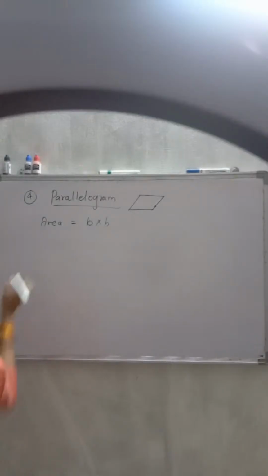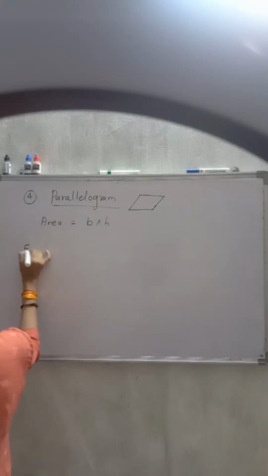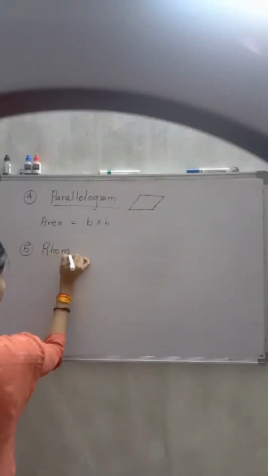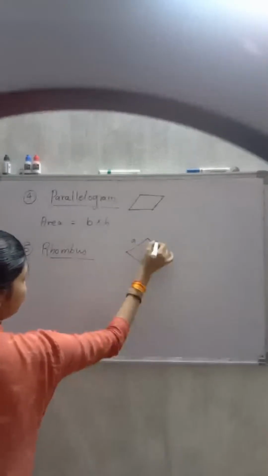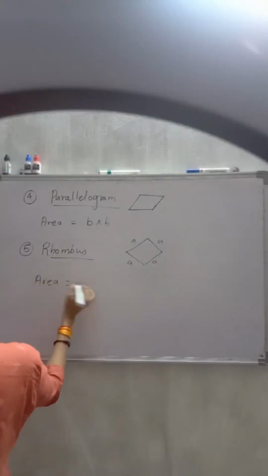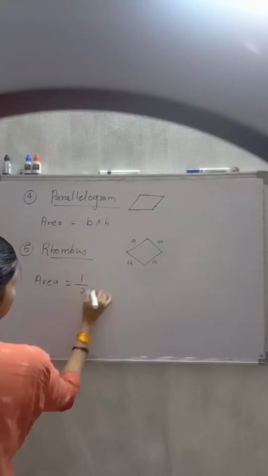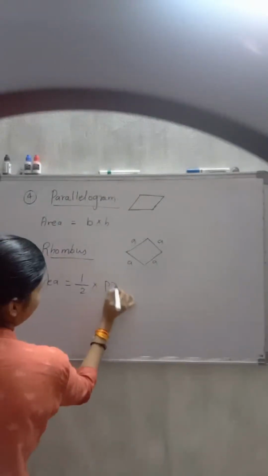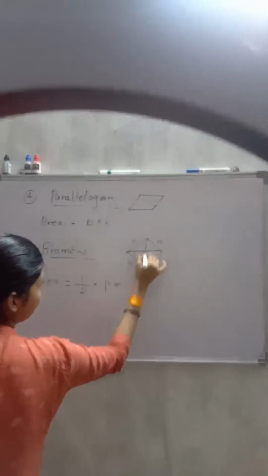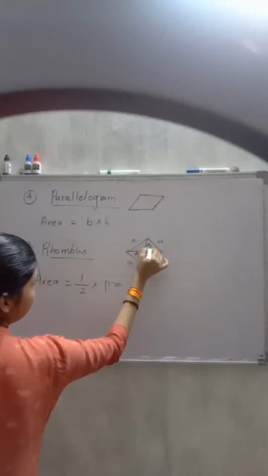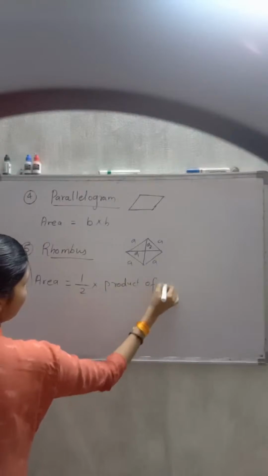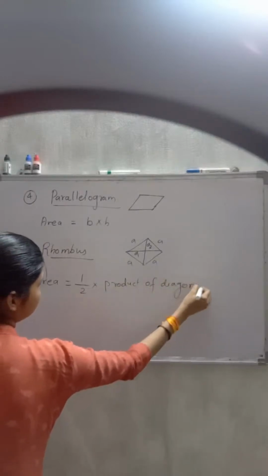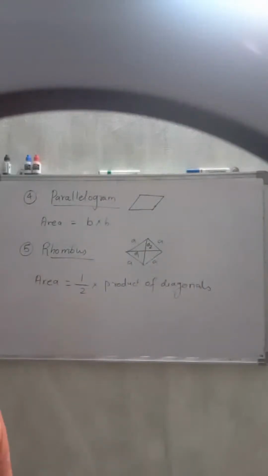Then we have area of rhombus. Rhombus in which four sides are equal. And area of this rhombus is half into product of diagonals. This is one diagonal, this is second diagonal. This is D1, this is D2. So area will be equal to half into product of diagonals. This is the area of rhombus.